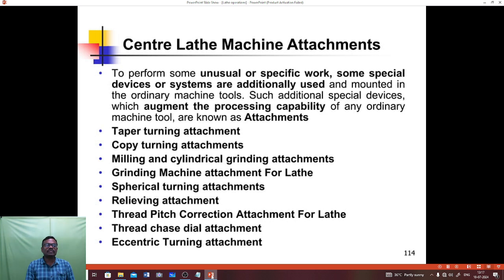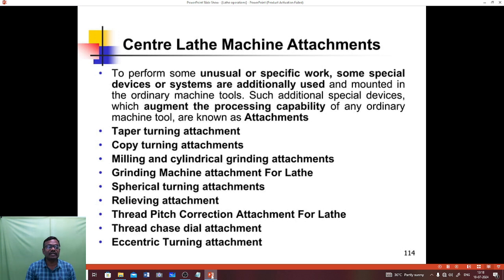Center lathe machine attachments. To perform some unusual or specific work, some special devices or systems are additionally used and mounted in the ordinary machine tools. Such additional special devices which augment the process capability of any ordinary machine tool are known as attachments.